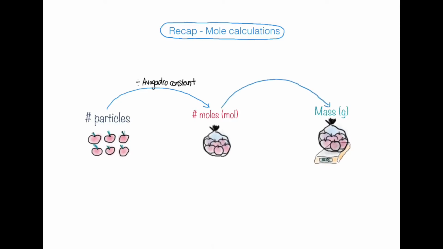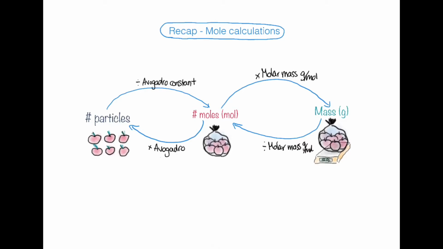So for moles to mass, we multiply by the molar mass. The molar mass is the same number as the relative atomic mass or the relative formula mass. On the way back, we do the opposite. So for mass to moles, we divide by the molar mass. And then for moles to particles, we multiply by the Avogadro constant. So in our calculation, we're actually interested in going from mass to moles. And for that, we need to take the mass and divide it by the molar mass to get the moles.